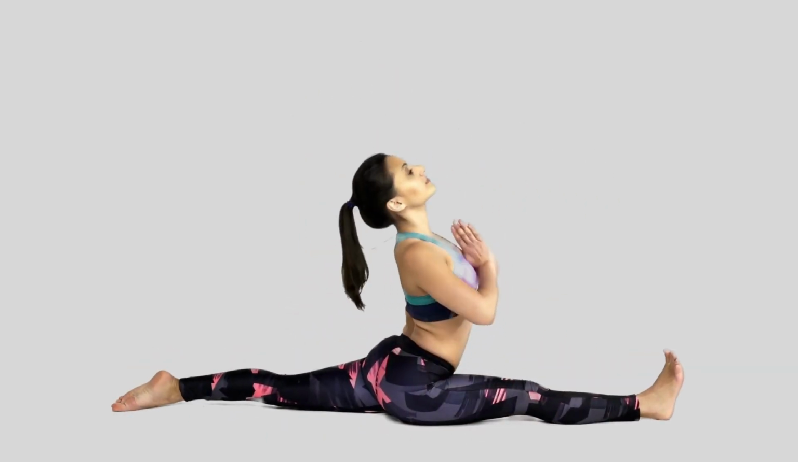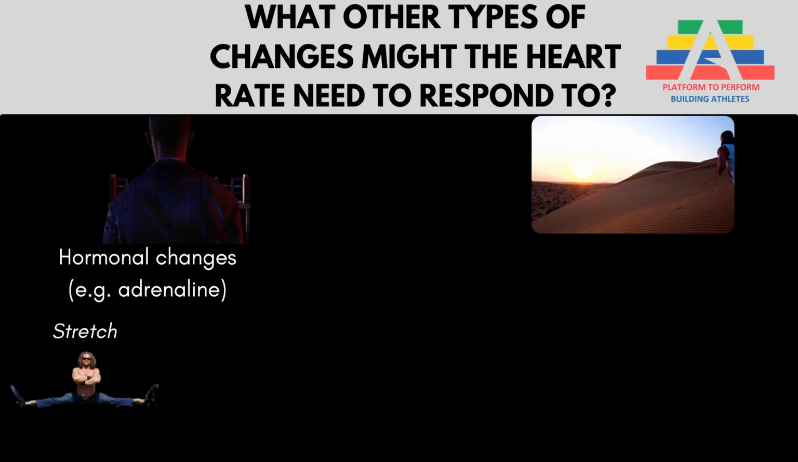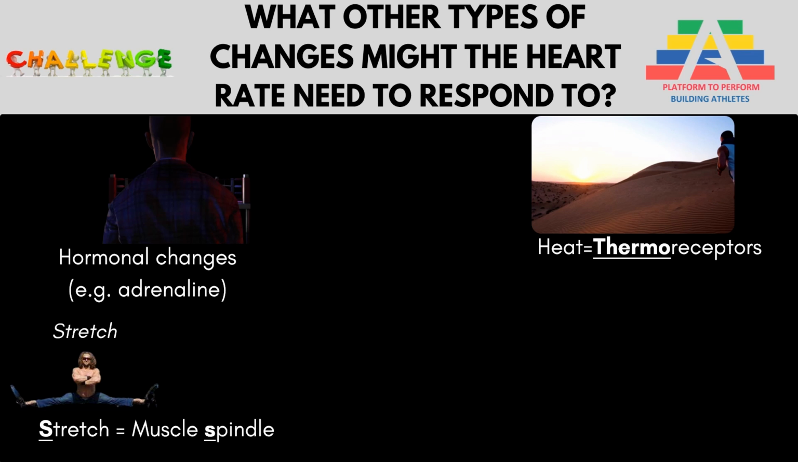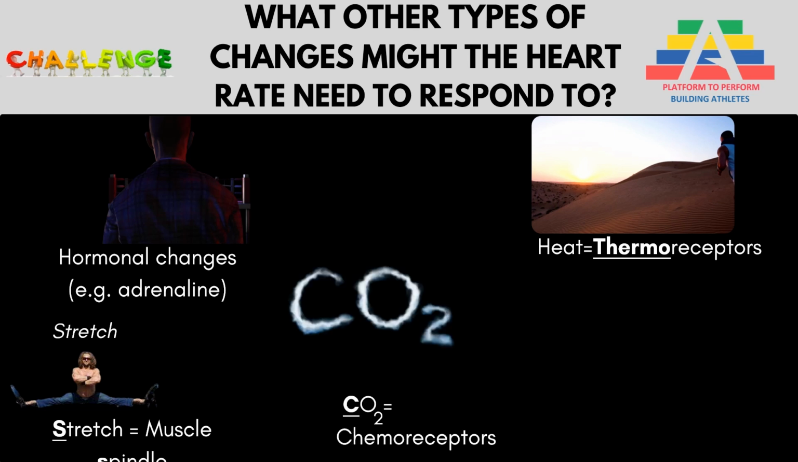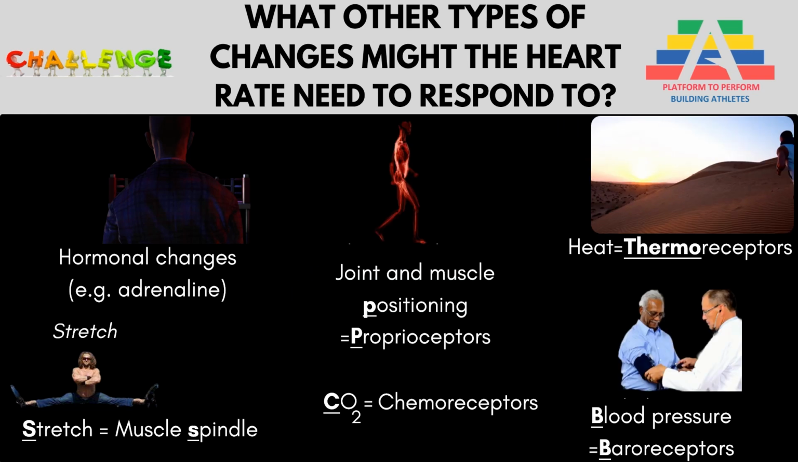For example, if you've ever tried some really advanced mobility work, and you hold a hard stretch for long enough, you might notice that your heart rate starts to go up because your body isn't prepared for that stretch. And the receptors that detect these changes: you've got thermoreceptors detecting changes in heat, and something called muscle spindles that detect changes in the rate of stretch. Adrenaline is a key hormonal change that the heart responds to. And finally, we've got receptors we've already covered, including the chemoreceptors, the baroreceptors, and the proprioceptors.